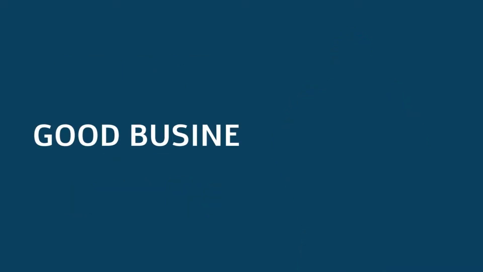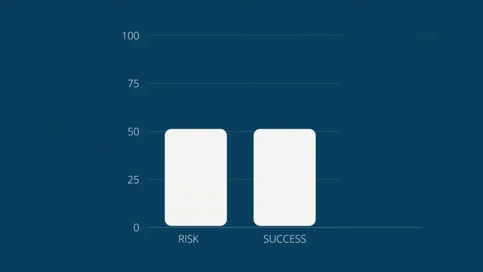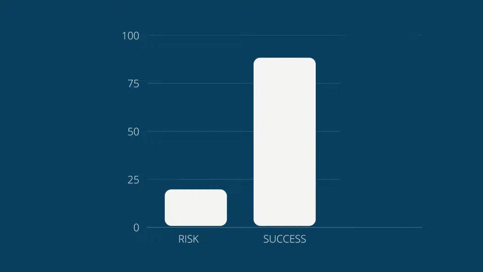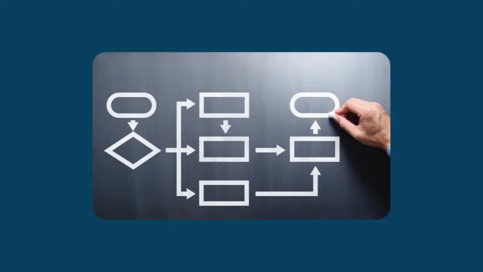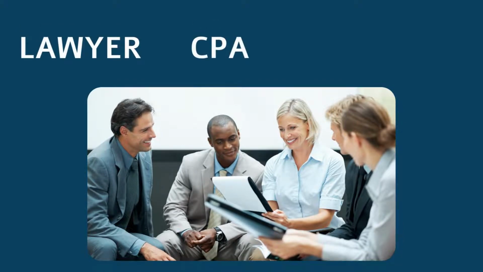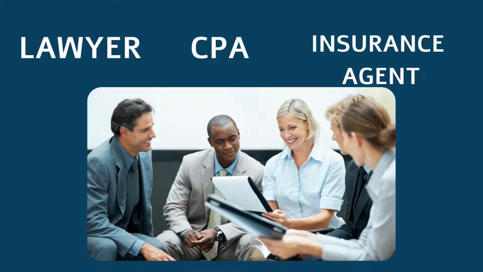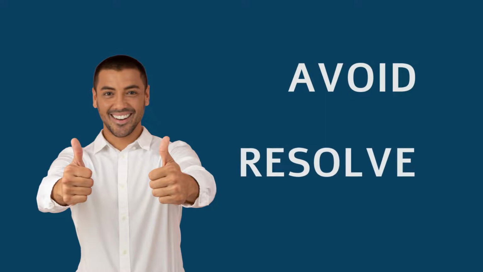And number 3, good business practices. This is a broad category of different things a small business owner can do to reduce business risks and increase the chances for business success. For example, having systems and processes in place and consulting early and often with your professional advisors like your lawyer, CPA, and insurance agents. These are good business habits to develop in order to avoid or resolve problems.